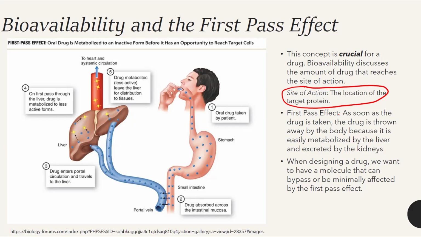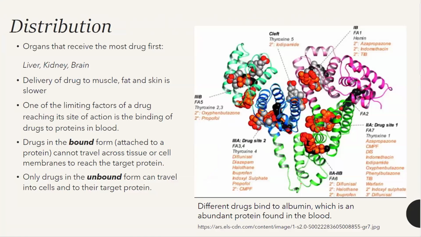The first pass effect is as soon as the drug is taken, the drug is thrown away by the body because it is easily metabolized by the liver and excreted by the kidneys. When designing a drug, we want a molecule that can bypass or be minimally affected by the first pass effect. So we need something that's not going to immediately be thrown out by the liver. Now, organs that receive the most drugs first are going to be the liver, kidneys, and the brain.